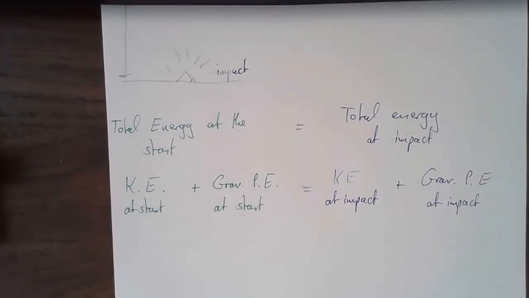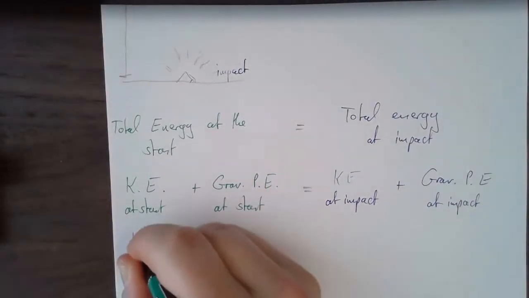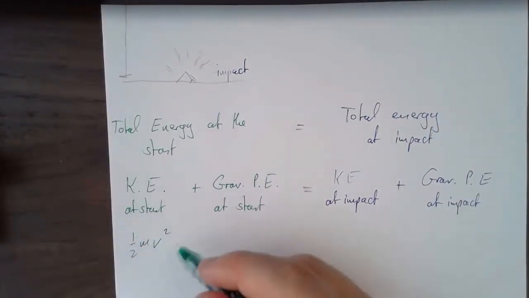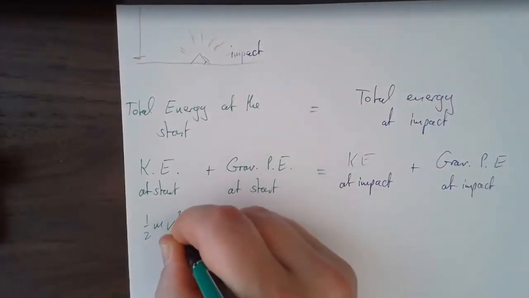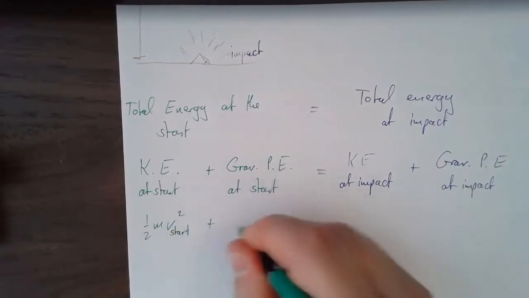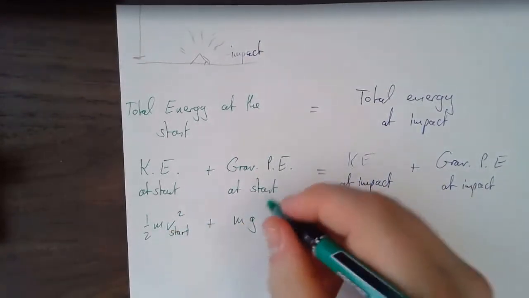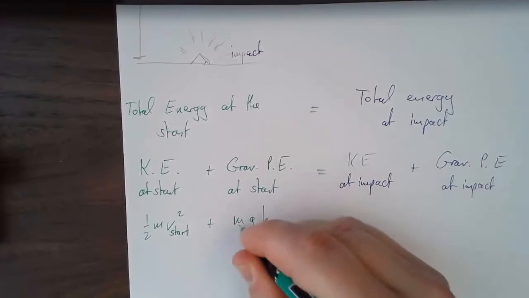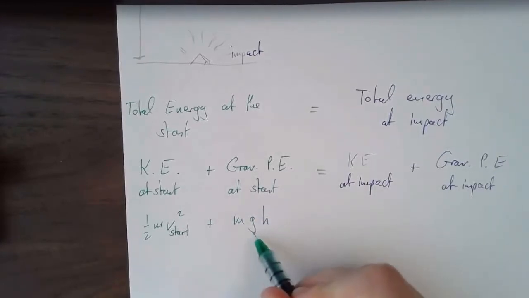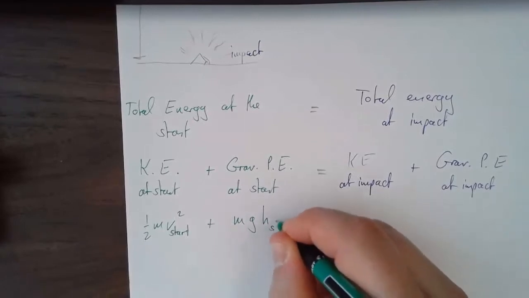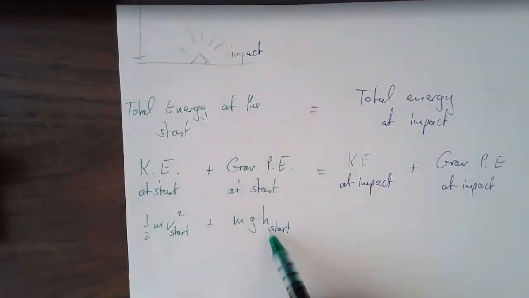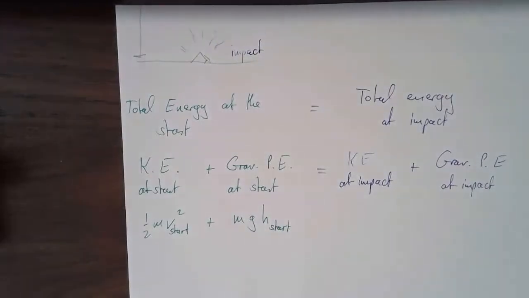Right. So now I can write down expressions for each one. Well, the kinetic energy is 1/2 mv squared. Now v changes because the thing is falling, so I'm going to take the velocity right at the start, plus mgh. M of the brick doesn't change, g doesn't change, we stay on the same planet, presumably Earth, and h is the height at the start, but that can change later, so I'm going to put a subscript on the quantity that's changing.